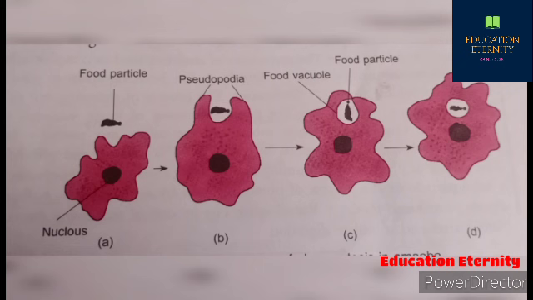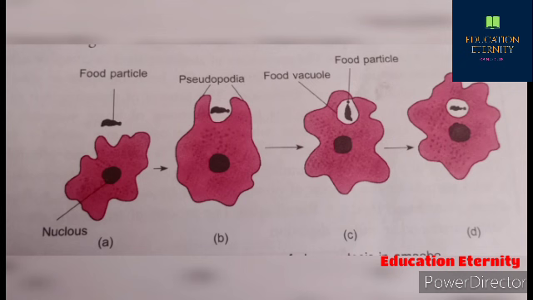Now, feeding and digestion in amoeba. Amoeba feeds on microscopic organisms floating on water. The nutrition involves processes like ingestion, digestion, assimilation, and egestion. Amoeba forms pseudopodia to take food.